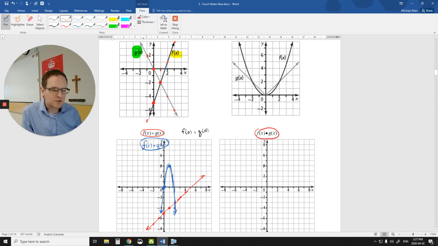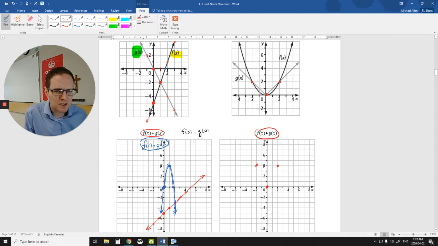So let's multiply all the y values. Here we've got 0 times 0, so my point is going to be 0. This point right here, it's 2. They're both at 2. Both graphs are 2. So when x is equal to 2, I get a 4 on that side. I also get, when x is equal to negative 2, they're both 2, so I also get a 4 on that side too.